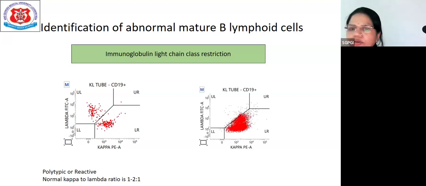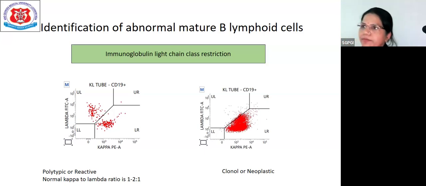And here is a clonal population. So here you can make out most of the cells are kappa positive. So this is clear-cut a clonal or a neoplastic population.